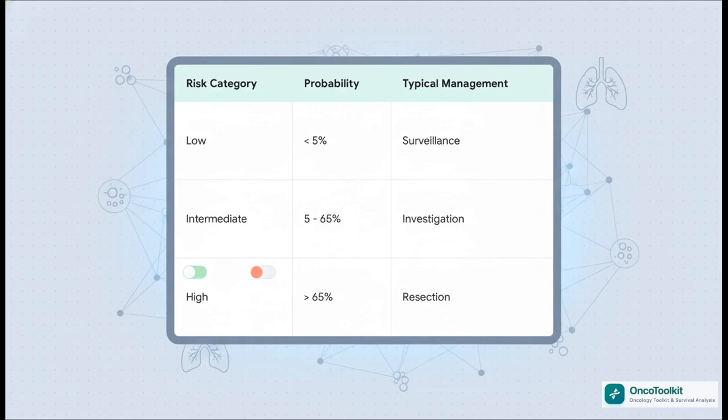And this is where the rubber meets the road. Take a look at this table. This is how those inputs translate directly into clinical action. You see a low risk, less than 5%, we're probably thinking surveillance. It falls in that big intermediate bucket, 5 to 65%. Okay, time for more investigation. And if it's high risk over 65%, we're likely heading towards resection.